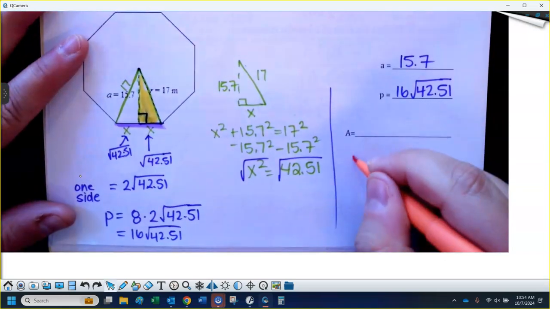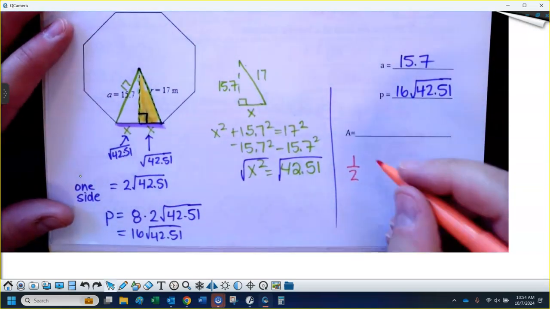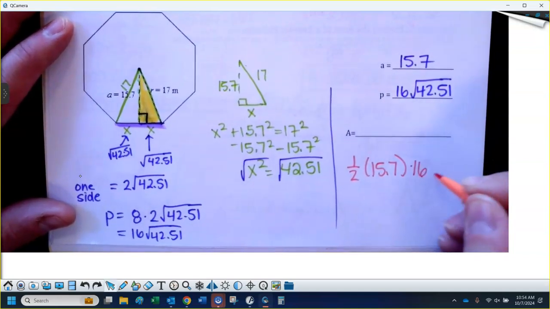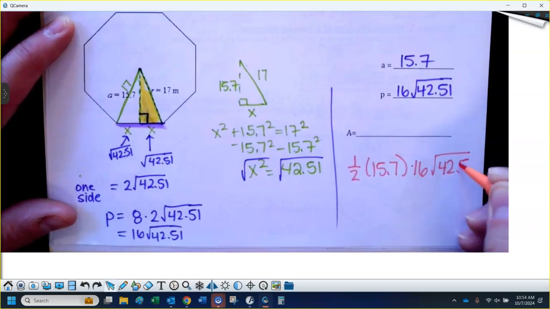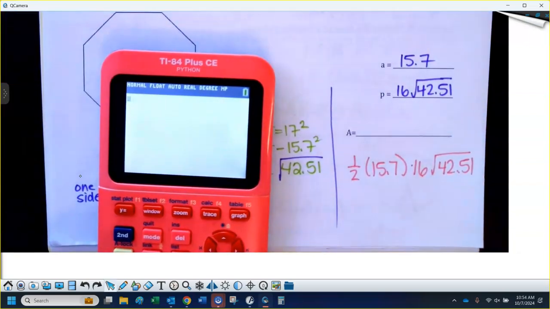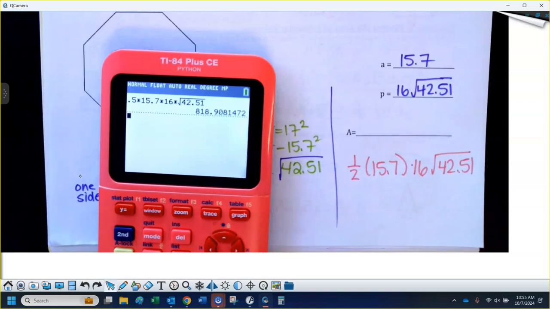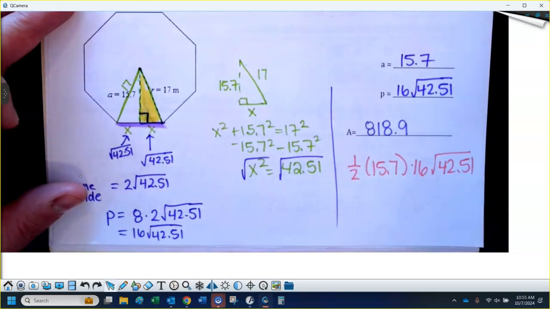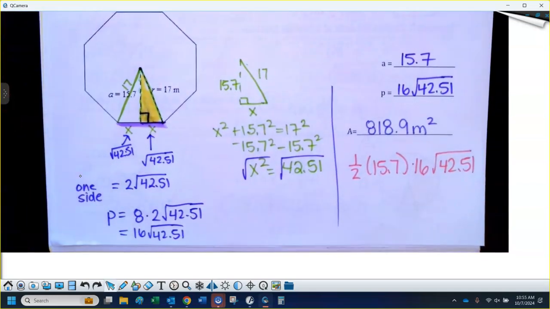Okay, so my area, it's a 1/2 or 0.5, your apothem there is that 15.7, and then your perimeter is 16 times the square root of 42.51. We're literally just typing this into the calculator. It's not terrible to do. So I'm going to do 0.5 times 15.7 times 16 times square root 42.51. And again, a lot of these are garbage decimals, so don't think you're doing anything wrong when you're doing these problems. So this area would be 818.9. This was in meters if I look back at the problem.